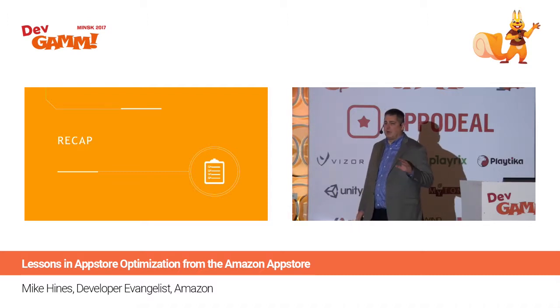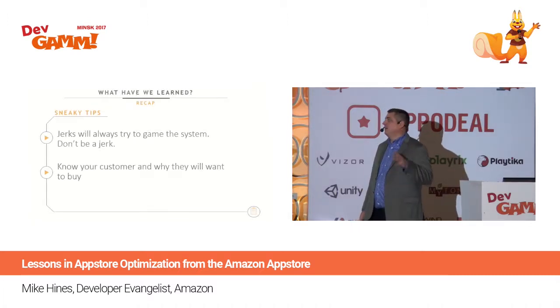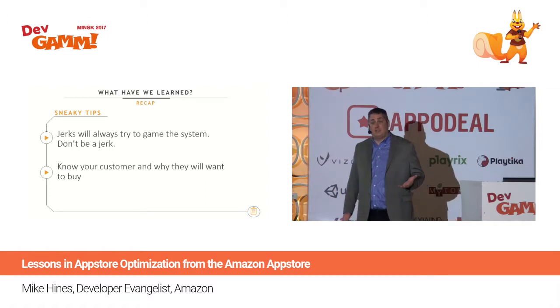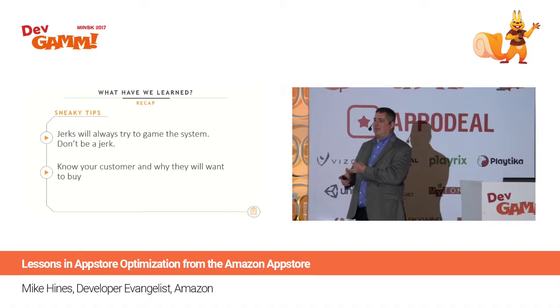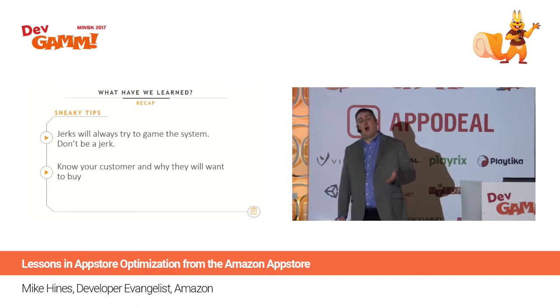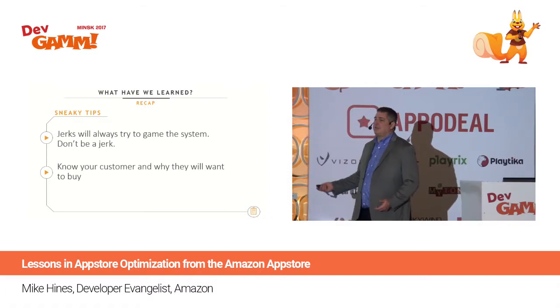So first of all, we're going to talk about the things not to do. Don't be a jerk. There are always going to be jerks out there trying to get away with writing games that aren't unique, stealing celebrity likenesses and writing bots for their own reviews. When you get caught, you get kicked out of the App Store, and then you're not making any money at all, which is not what you had in mind. So you've got to do things the right way.